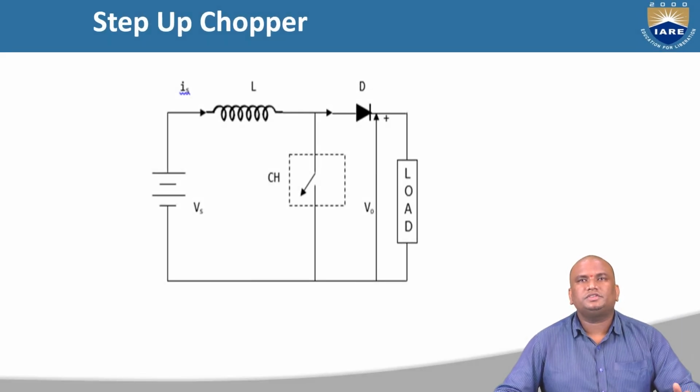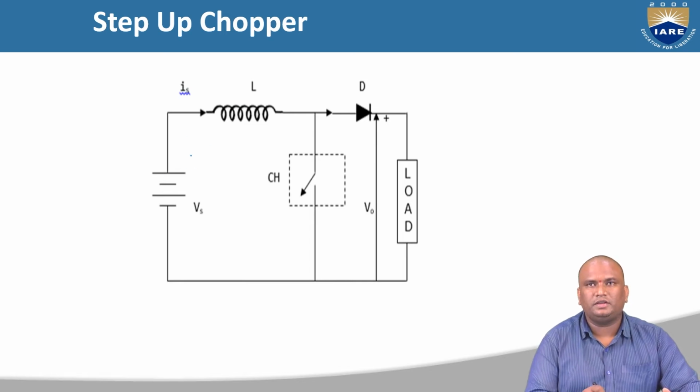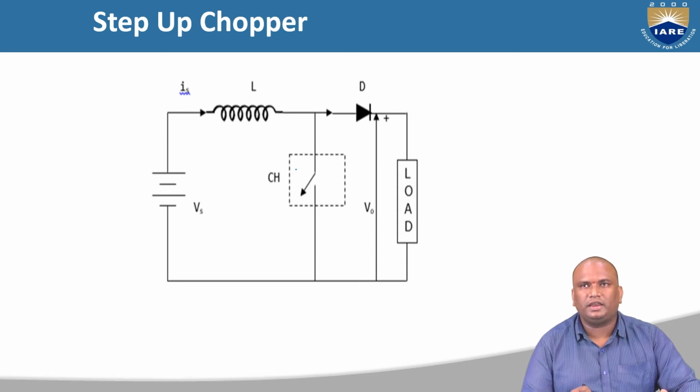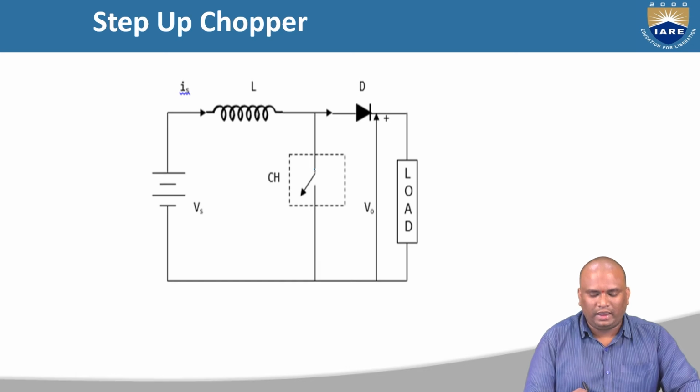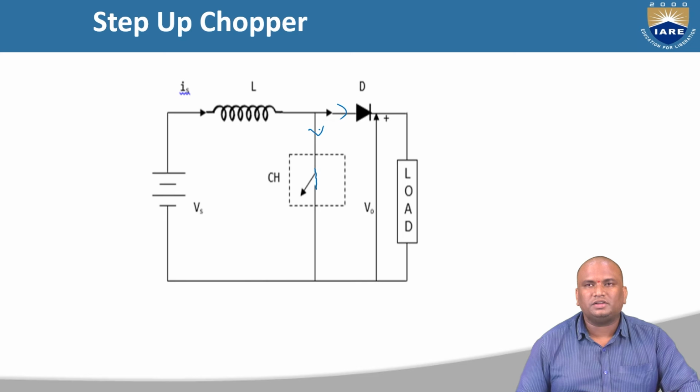Now we'll move on to step up chopper. In this step up chopper, inductor is placed first, which is in series with the source voltage. The chopper is connected in parallel to the load. And here the freewheeling diode is connected and load is connected. So here, once the chopper is on, it acts like a short circuit. And here we are having two paths for the current.